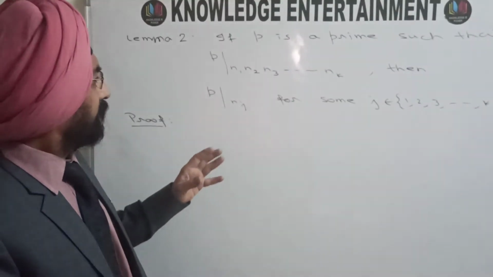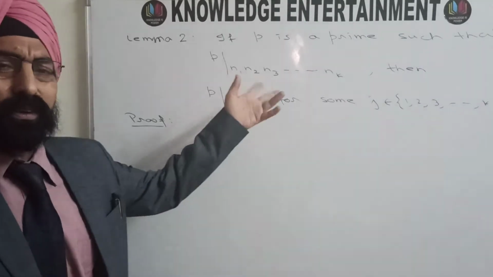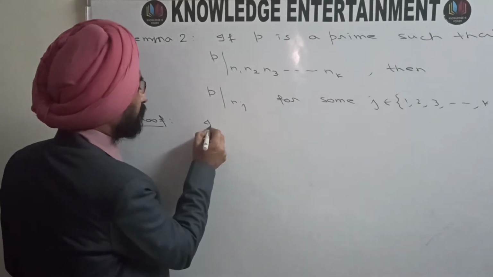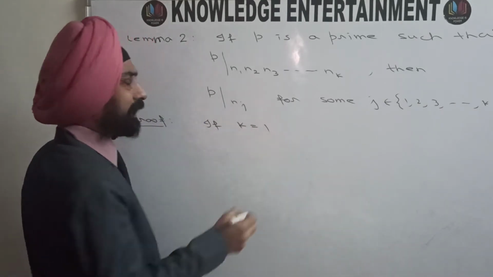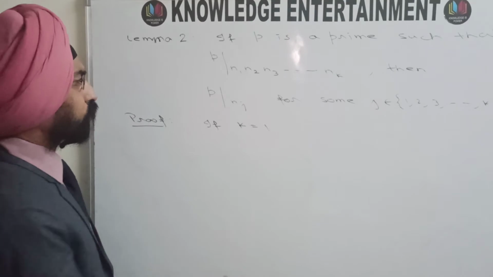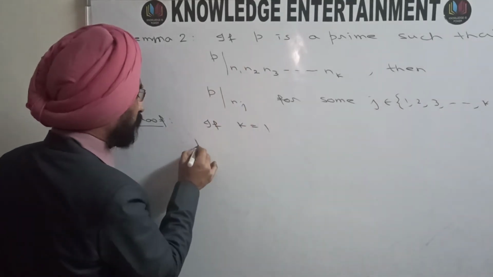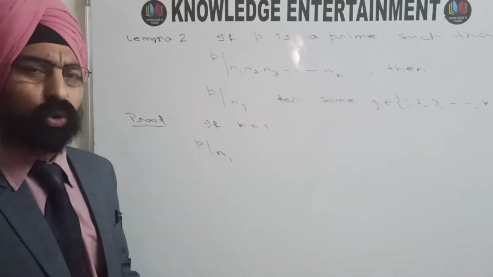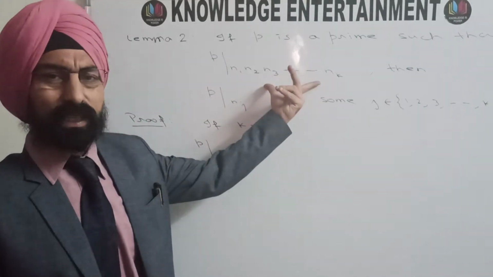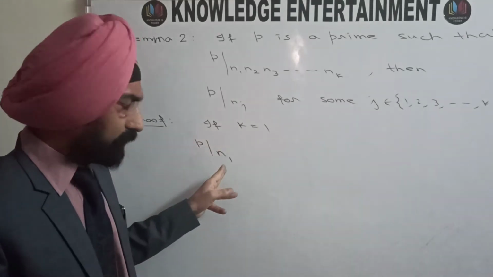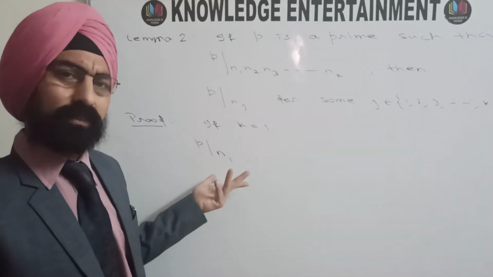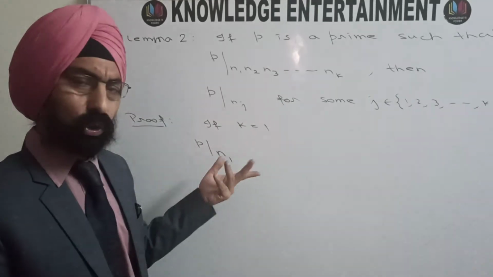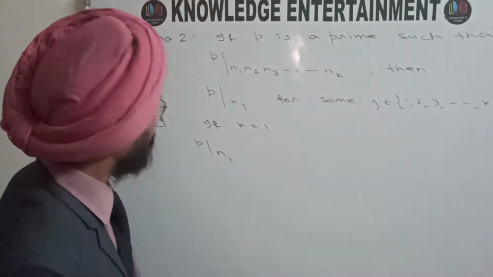Suppose this we will prove by induction. If k is equal to 1, then there is nothing to prove, because you will get from here P divides n1. And what we want to show is that P divides at least one of them. So P is dividing n1, which is one of these, and hence the proof is okay. So for k is equal to 1, we know that the proof is done.